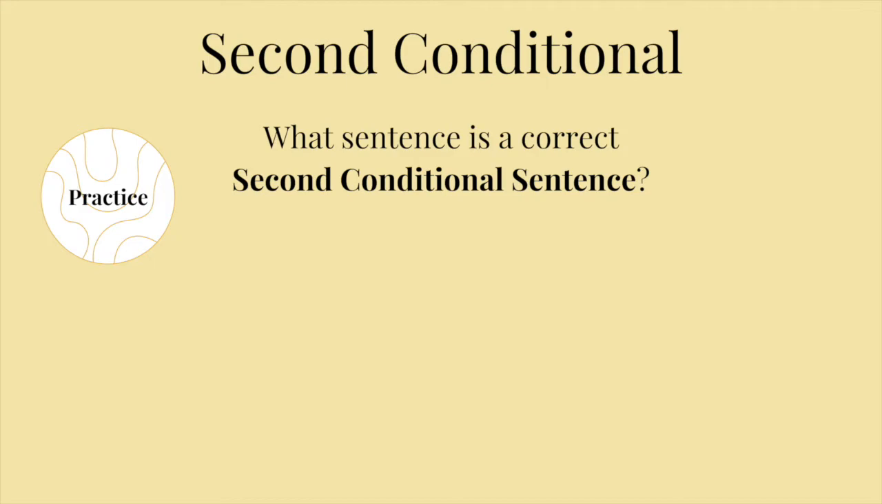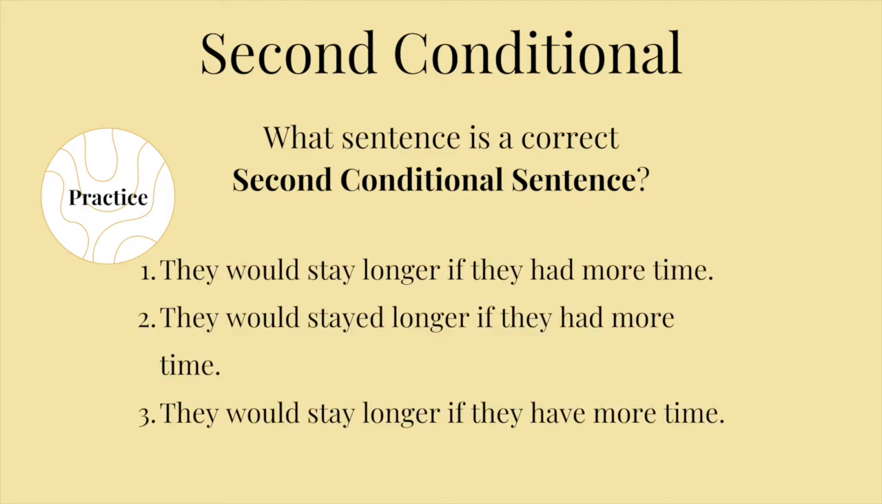What sentence is a correct second conditional sentence? Number 1. They would stay longer if they had more time. 2. They would stayed longer if they had more time. 3. They would stay longer if they have more time. Okay, now is the time to pause the video and to write your answer down.